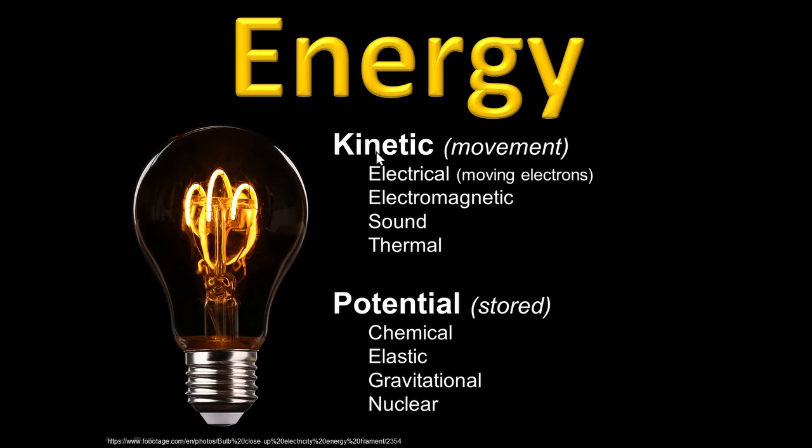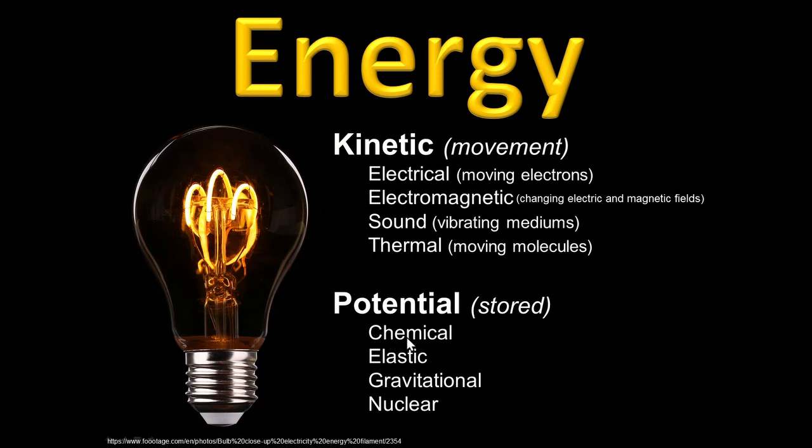Electricity is just moving charges, so kinetic energy has to do with movement. Electricity is moving electrons. Electromagnetic, or light, is changing electric and magnetic fields. Sound is things that are vibrating, like the reed of a woodwind instrument. Thermal, or heat, is just moving molecules, jiggling back and forth.